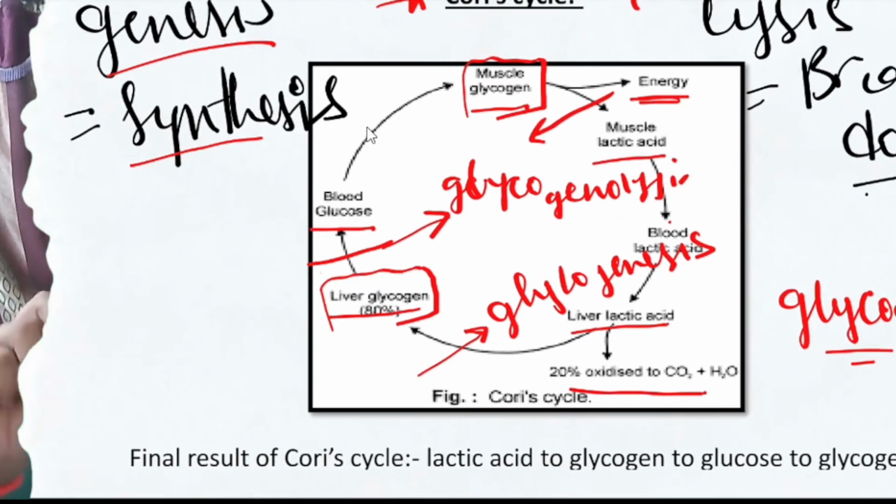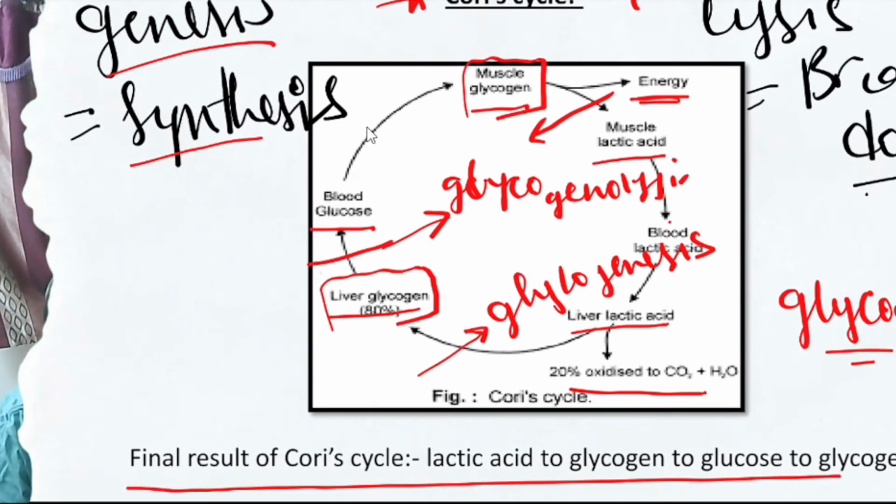Now let's see one line I have added here extra. This is the final result of the Cori cycle which you have to remember. I have added this line from muscle lactic acid: lactic acid to glycogen to glucose to again glycogen.